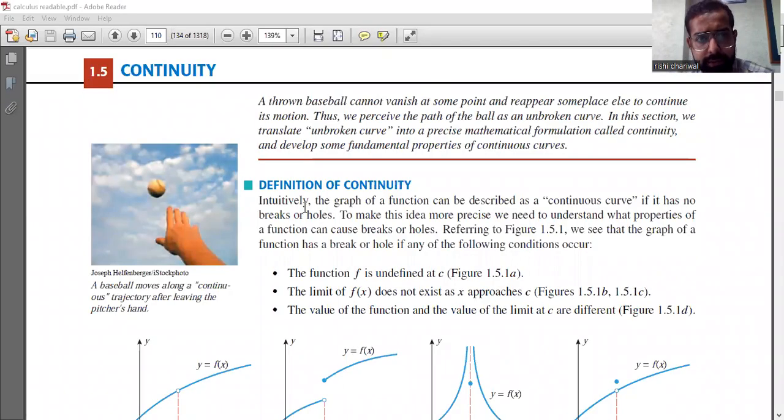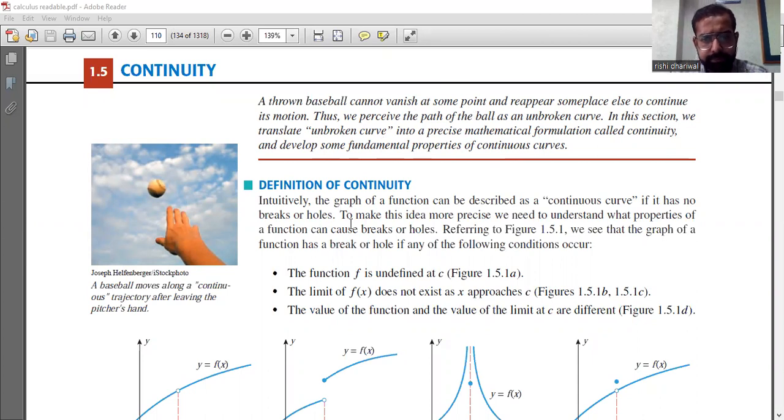Good morning, JVNs. Today we are discussing continuity. Continuity means that if you trace the path of a ball, it is an unbroken curve. This is given a precise mathematical formulation called continuity.